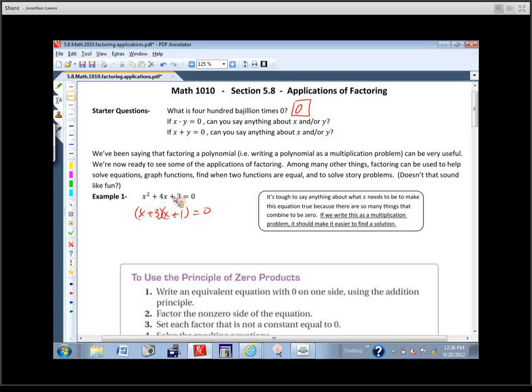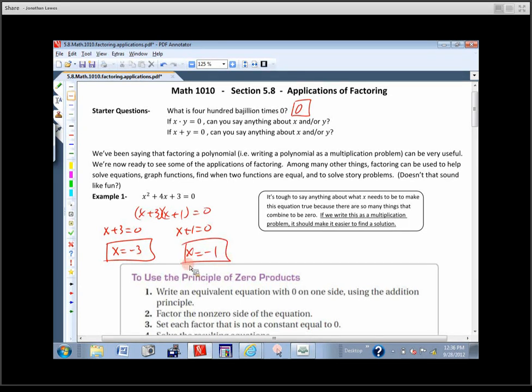So we've gone from a complicated addition problem to a less complicated multiplication problem where we actually know something about the numbers. And we can say that either x plus 3 has to equal 0 or x plus 1 has to equal 0. So if I solve this one, I do that by subtracting, so I get x equals negative 3. There's one answer. And if I do this one, again solving by subtraction, I get x equals negative 1. There's another answer.